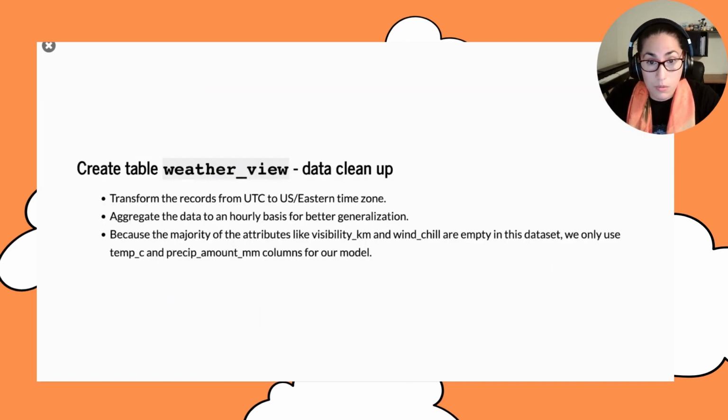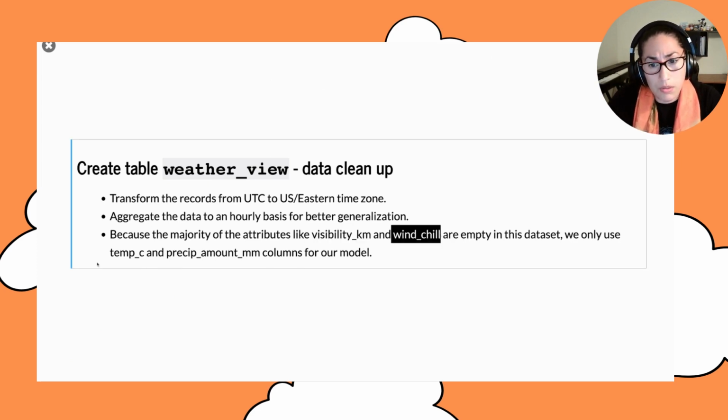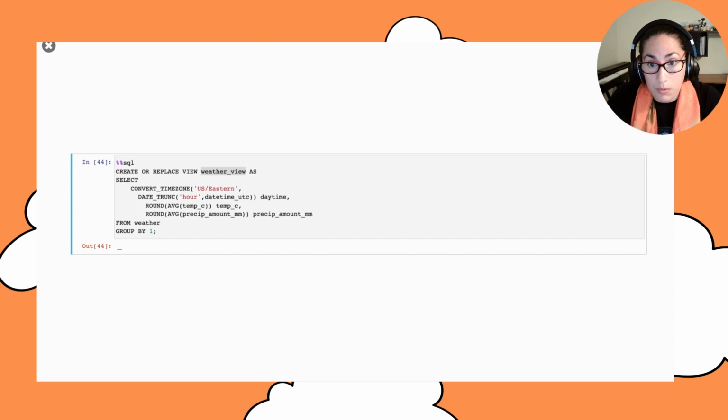The last thing we're going to do is to create the weather view before we do the final merge. In this case, our goal is to transform the records from UTC to US Eastern Time Zone. We're going to aggregate the data to an hourly basis for better generalization. And then things like visibility, kilometers, and wind chill are empty. We're only, as I mentioned, going to be working with things like the temperature and the precipitation amount for our model. So in this case, we can go ahead and use SQL to create or replace the view and perform the desired operations.